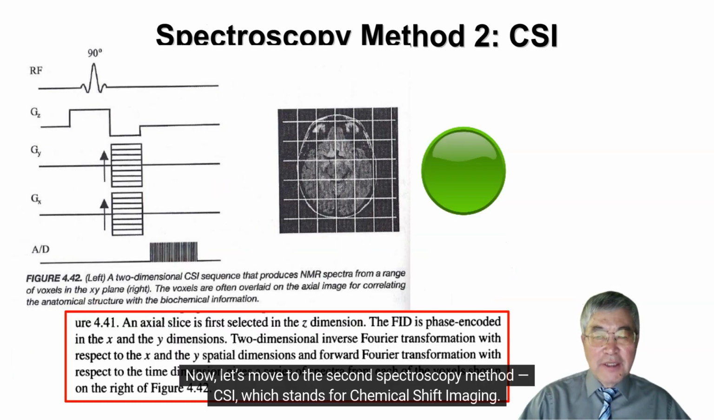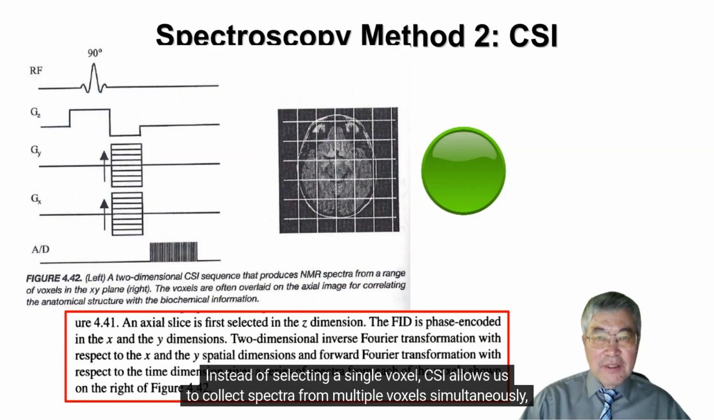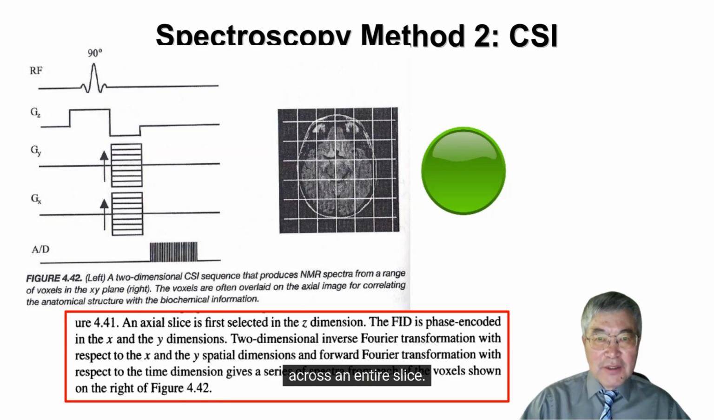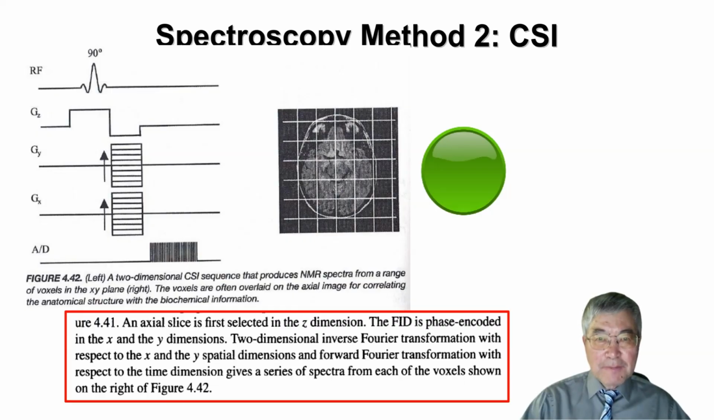Now let's move to the second spectroscopy method, CSI, which stands for chemical shift imaging. This method extends the idea of PRESS. Instead of selecting a single voxel, CSI allows us to collect spectra from multiple voxels simultaneously across an entire slice. Here's how it works. First, you select an axial slice in the Z direction using a 90-degree RF pulse combined with a slice selection gradient as shown in the figure.